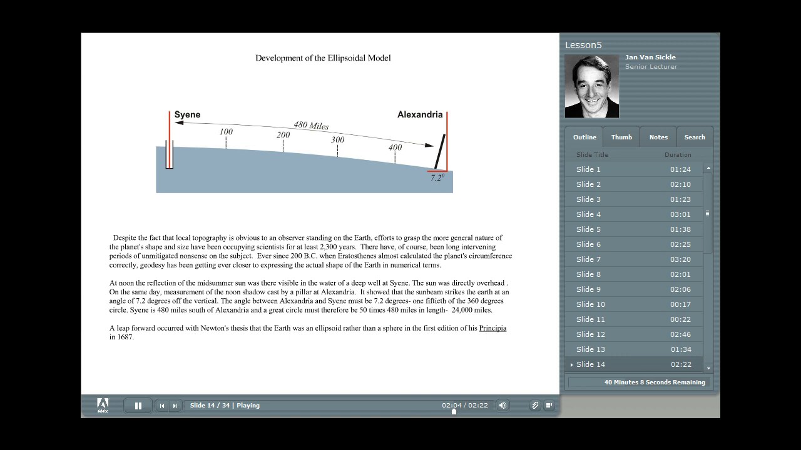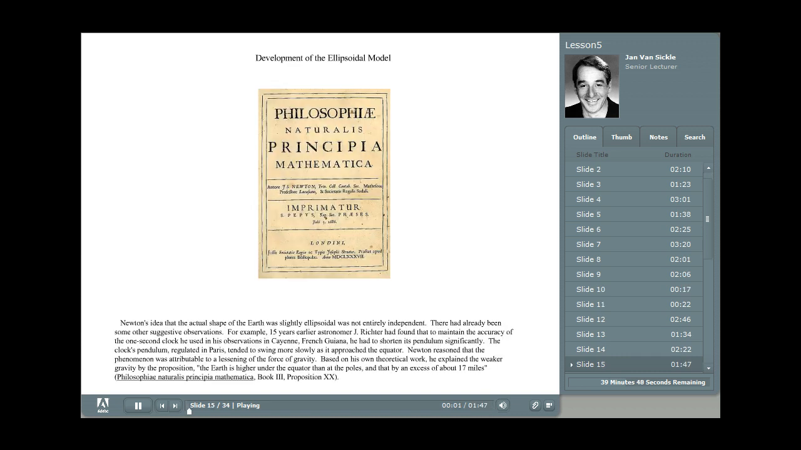Now, since that time, of course, up until today, there have, as I say, been periods of unmitigated nonsense on the subject, but Eratosthenes was close to right. Another leap forward occurred when Newton's thesis that the Earth was an ellipsoid rather than a sphere came in the first edition of his Principia in 1687.